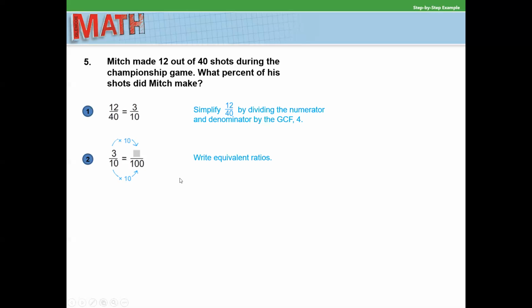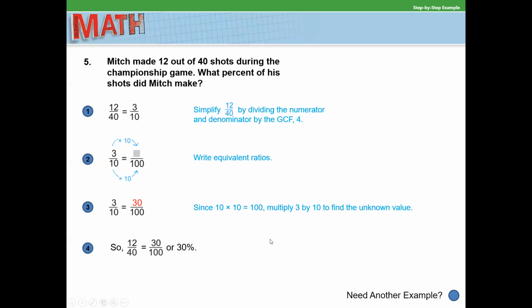We're going to write equivalent ratios. Whatever you do to the bottom, you have to do to the top. We multiply the bottom times 10, 3 times 10, and we get 30 parts per 100. 12 out of 40 simplifies to 3/10. 3/10 changes to 30/100. Since 10 times 10 equals 100, multiply 3 by 10 to find the unknown value. So 12/40 equals 30/100, or 30%.